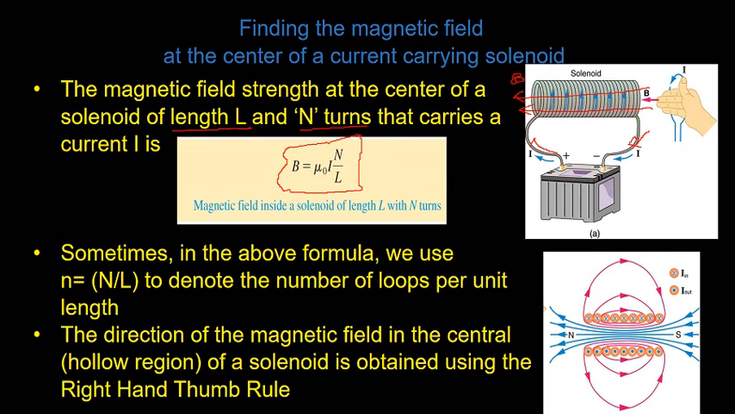Now, sometimes this N over L factor is replaced by another factor, another variable. N over L gets replaced by a variable little n, and that is denoted as the number of loops per unit length of the solenoid. So depending on the question, you may be given little n, like the density of turns per unit length, or the capital L and capital N. Of course, the direction of the magnetic field was already studied earlier. It comes out to be like this, using the right hand rule.